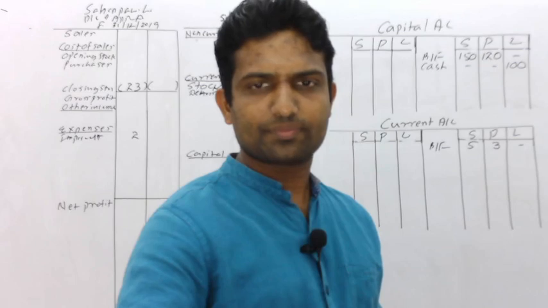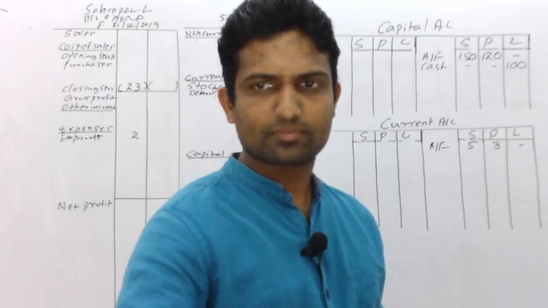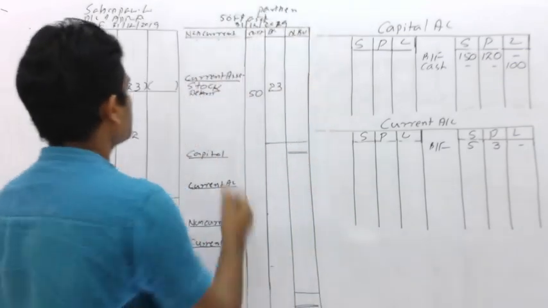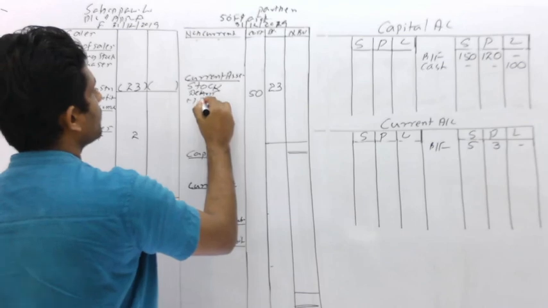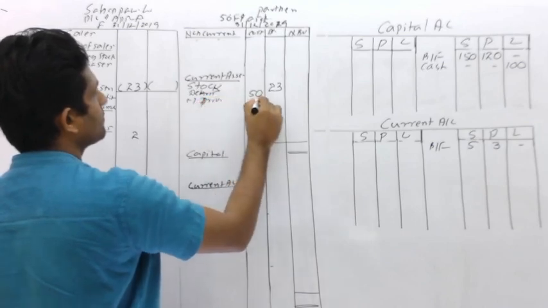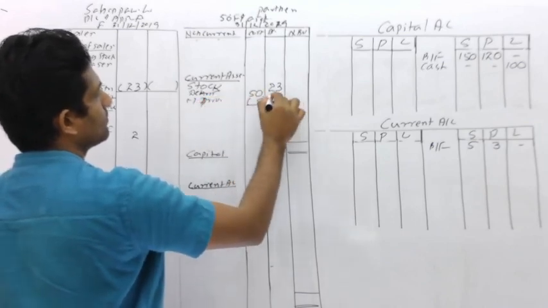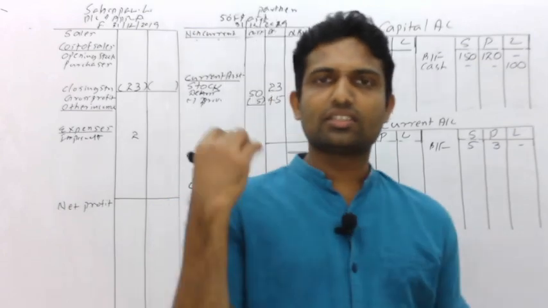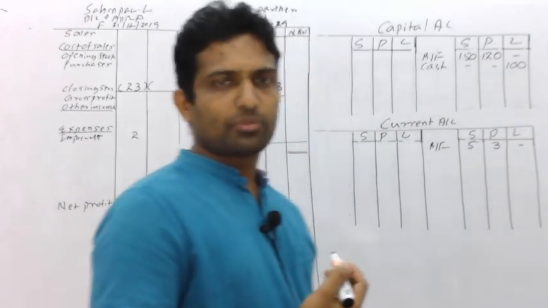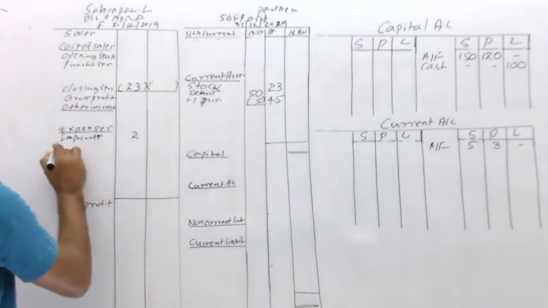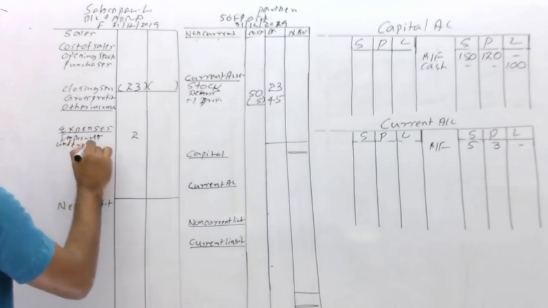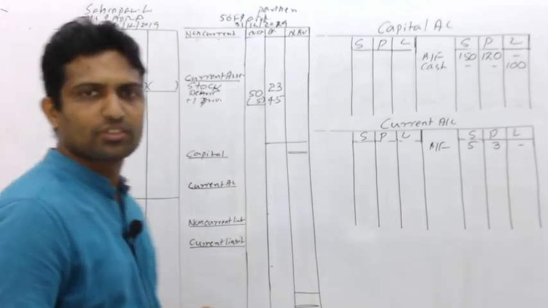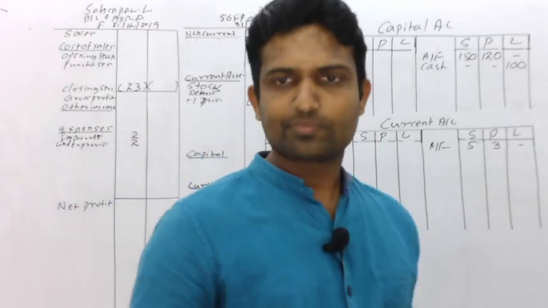Opening provision for doubtful debts, 3. Closing provision should be 5. This minus provision for doubtful debts 5. Already there is a provision that is 3. 3 is increased to 5, and the provision of 2,000. Next one. See the next one.